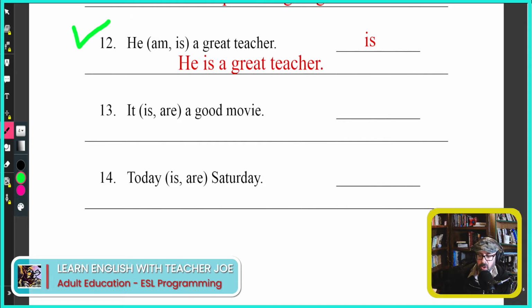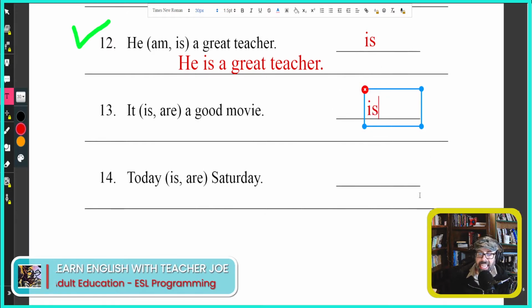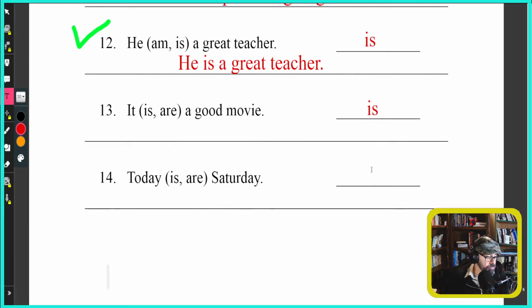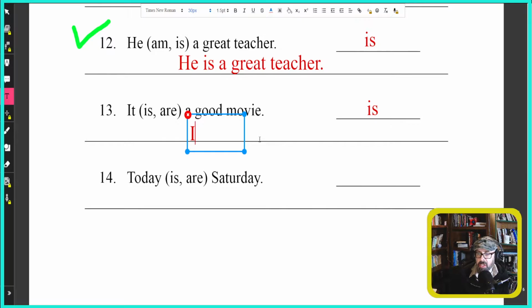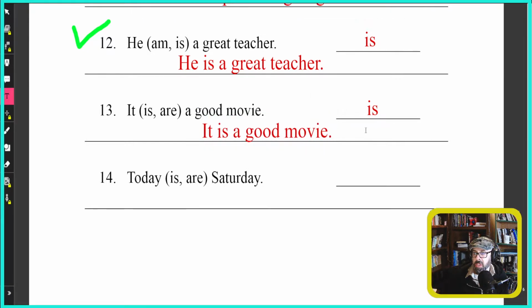It is or it are a good movie. Okay, correct answer. It is a good movie. Okay, writing the full statement as a sentence. It is a good movie. Period. Okay, that's 13. On to 14.